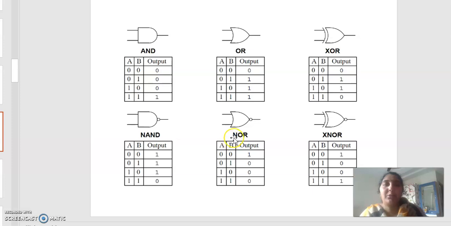Similarly, the other universal gate, the NOR gate, is the complement of the OR gate, in which if both the inputs are 0, then the output value is equal to 1. For all the remaining combinations, the output value is equal to 0. Similarly, the XNOR is the complement of XOR. So here, if both the inputs are the same, the output is equal to 1. If the inputs are different, the output value is equal to 0. So these are the AND gate symbol, OR gate symbol, XOR gate symbol, NAND gate symbol, NOR gate symbol, and XNOR symbol.